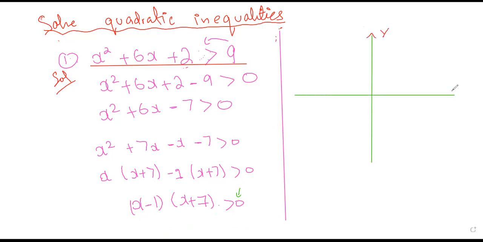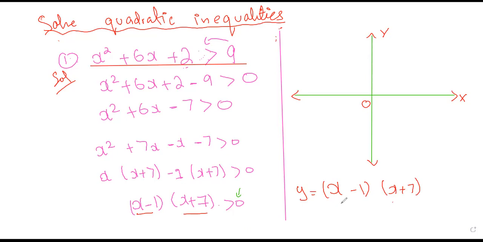This is the y-axis. This is the x-axis. And this is x minus 1, x plus 1. This is 0. Okay. Now, how would you plot y equals x minus 1 and x plus 7?